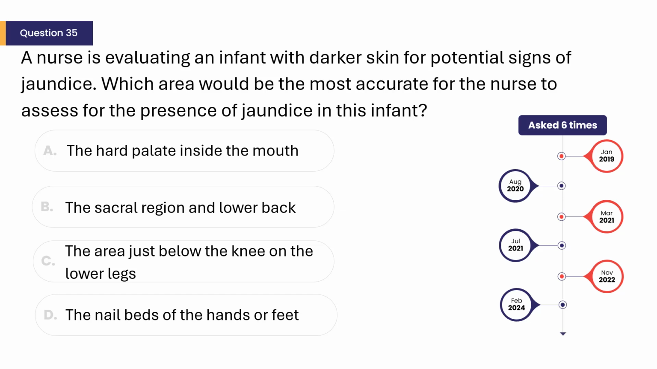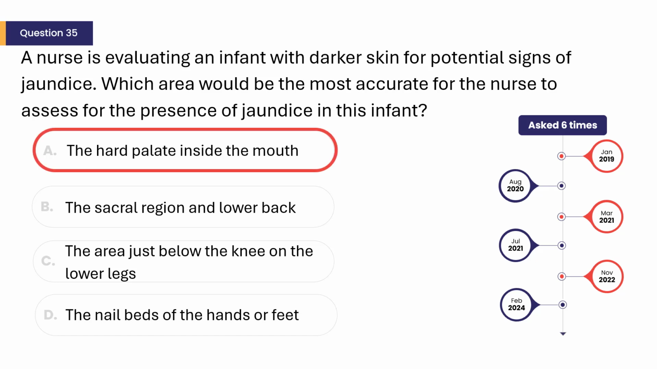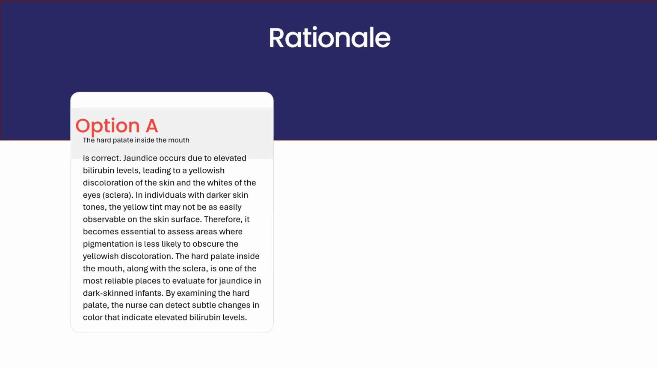A. The hard palate inside the mouth. B. The sacral region and lower back. C. The area just below the knee on the lower legs. D. The nail beds of the hands or feet. The correct answer is A, the hard palate inside the mouth. A is correct.